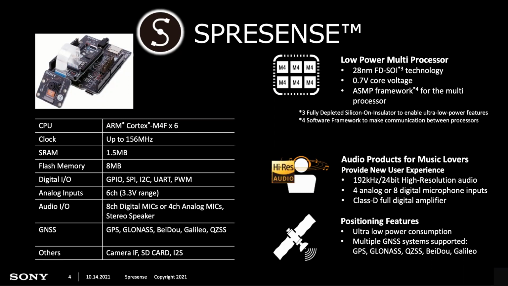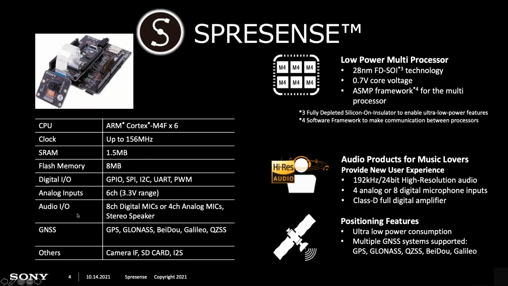Spresense is using 6 ARM cores and has a 156 megahertz clock. You can add sensors and connectivity to Spresense, so you may need to use different digital IOs. As you see in the list here, we have GPIO, we have SPI, we have I2C. So you can connect your sensors here via these pins. Also, we have analog inputs, 6 channels, 3.3 volt. This is for when you add any sensor or connectivity to Spresense.